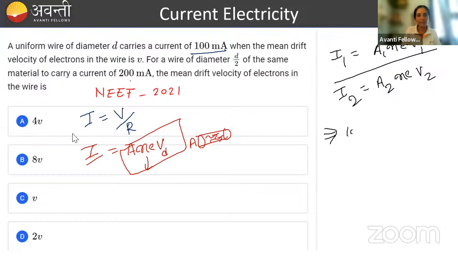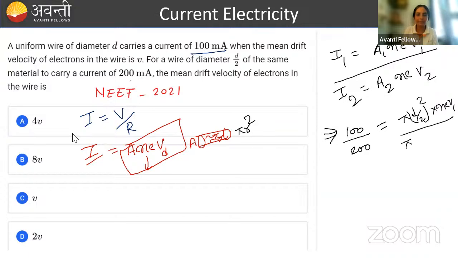So I1 value is how much? 100 milliampere. I2 is how much? 200 milliampere. Both have the same unit, no need to change because they will cancel. And A1 can be written as what? Area of cross section, that is pi r square. For the first case, diameter is d, so radius is d by 2, its square into n e V1, divided by pi. In the second case, diameter is d by 2, so radius is d by 4, square, n e V2. If you cancel things, half will be equal to 16 by 4 into V1 by V2.